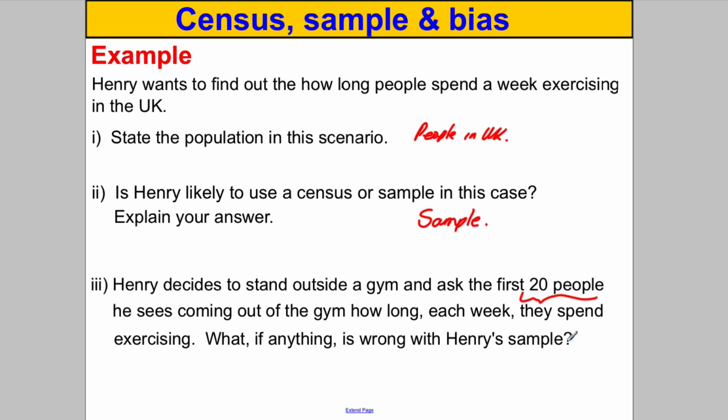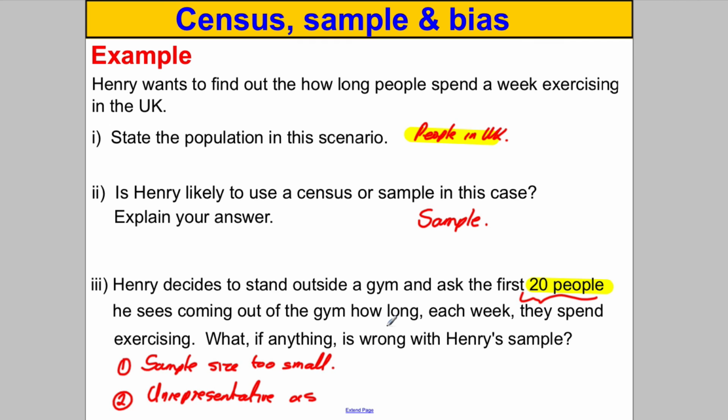What, if anything, is wrong with this? Let me give you a hint that there are actually two things wrong. Have a think. The first is he is asking 20 people out of the entire population of the UK. That is an absolutely rubbish sample. So the sample is too small. Secondly, he's standing outside a gym, so obviously it's going to be biased because the people outside the gym are more likely to go than those sitting maybe at home who aren't going to the gym. So it's likely to be unrepresentative. And you could say why, as people outside the gym are more likely to spend longer there.